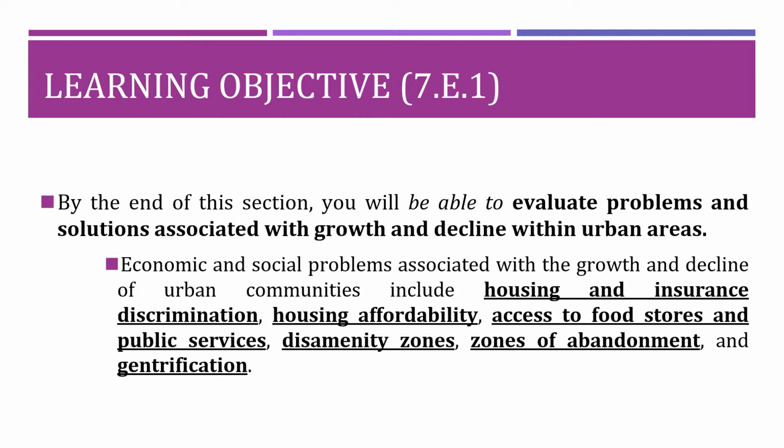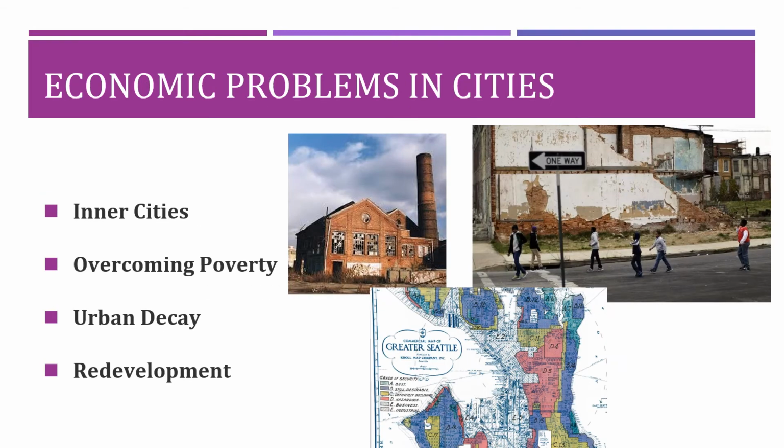In this next section, you're going to learn how to evaluate problems and solutions associated with growth and decline within urban areas. Economic and social problems associated with the growth and decline of urban communities include housing and insurance discrimination, housing affordability, access to food stores and public services, disamenity zones, zones of abandonment, and gentrification. So first up, we're going to talk about inner cities, overcoming poverty, urban decay, and redevelopment.